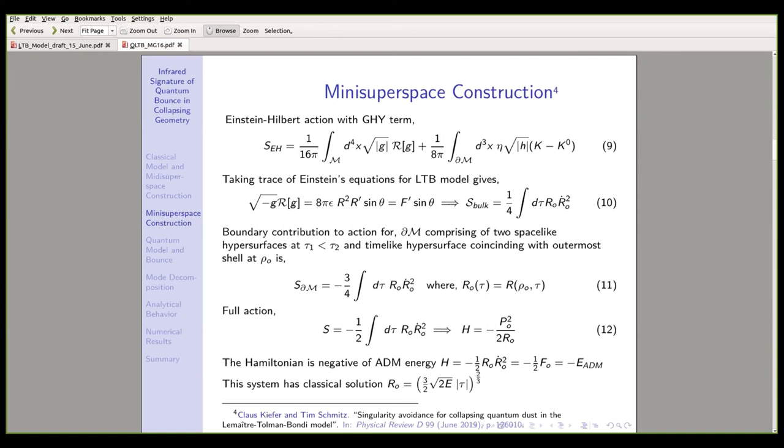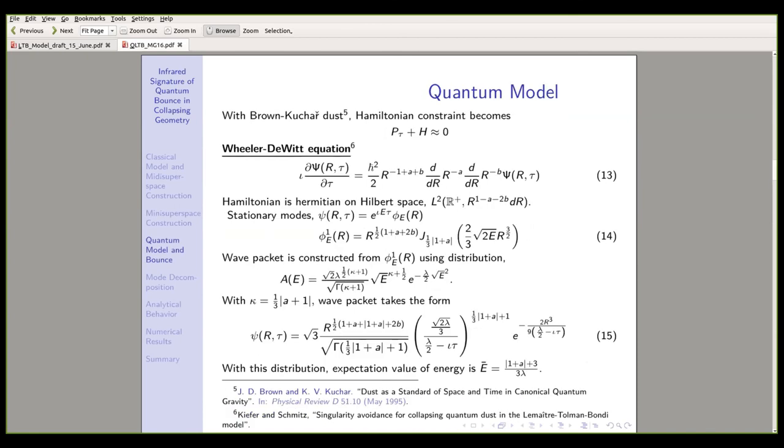And the full action for this model, which dictates the dynamics of the outermost dust shell, is given in equation number 12. The Hamiltonian for this model is the negative of the ADM energy, and this system has a classical solution given here, which also describes a dust shell collapse to singularity. Again, using the Brown-Kuchar dust, the Hamiltonian takes this linearized form. Again, this Hamiltonian is a product of the areal radius and its conjugate momentum, therefore exhibiting operator ordering ambiguity.